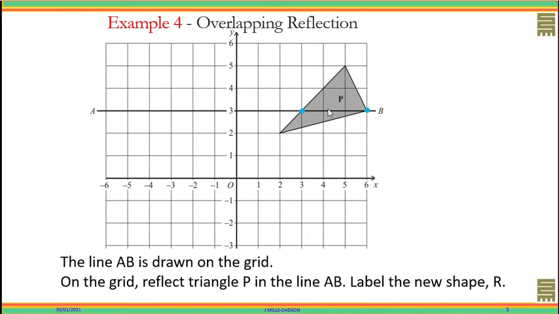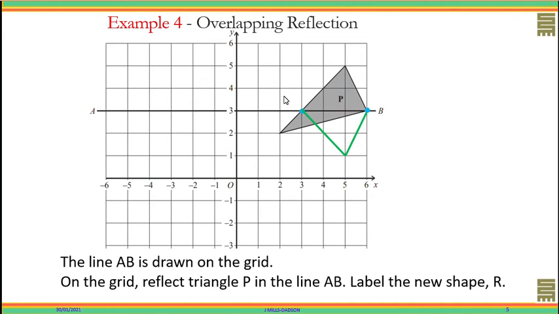So these 2 points will still be the same. They can't move because they're on the mirror line. So we look at the top bit, and it's 2 squares away, so it has to be 2 squares down. So now we're going to use these 2 points and this point to form the top triangle.